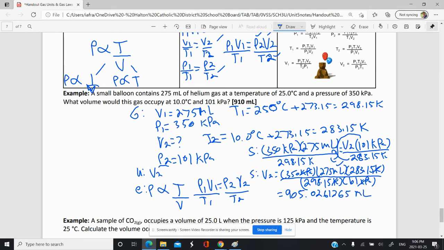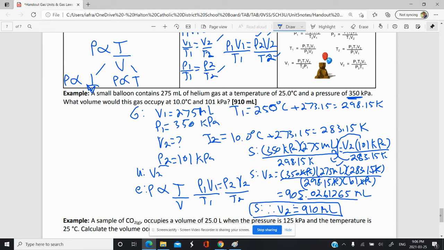And it looks like we have 2 sig figs as our smallest number of sig figs. So we can round up because we have a 5 there and digits after. So this is going to be a therefore statement. Therefore, our new volume is going to be approximately 910 milliliters.